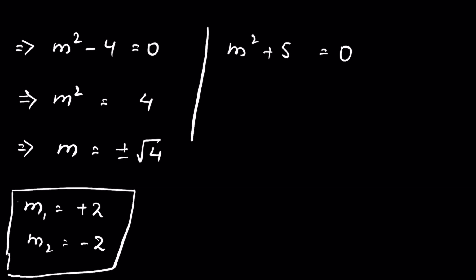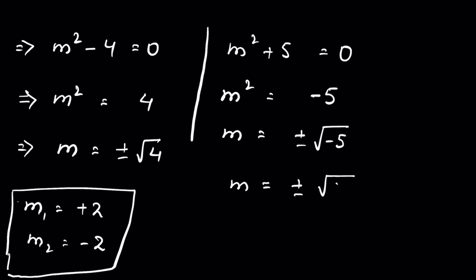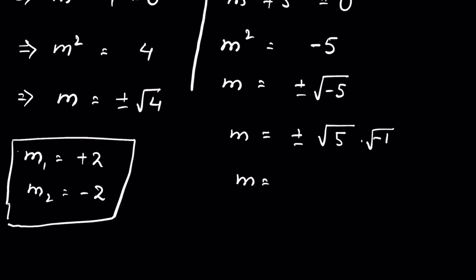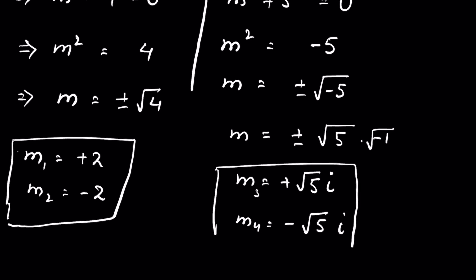Now when m square plus 5 is equal to 0, m square is equal to minus 5, or m is equal to plus minus square root of minus 5. We can write 5 times minus 1 under square root, or m is equal to plus minus square root of 5, and minus 1 under square root is an imaginary unit, so we write i for it. And so third value for m is plus square root of 5i, and fourth value for m is minus square root of 5i. So these are the four values for m.